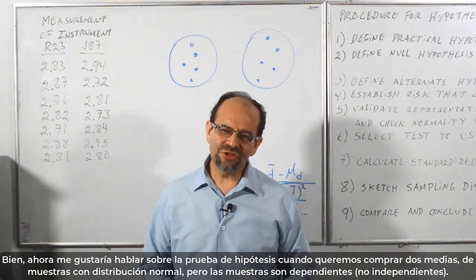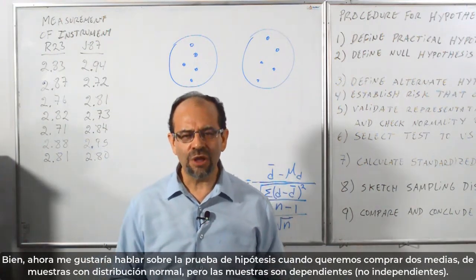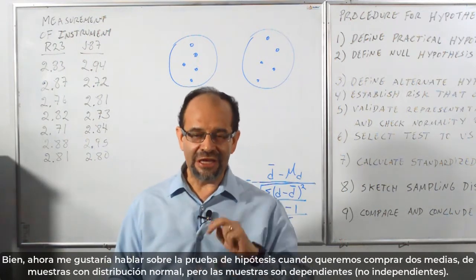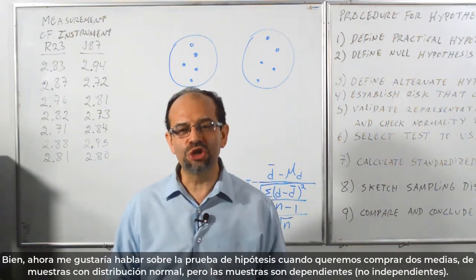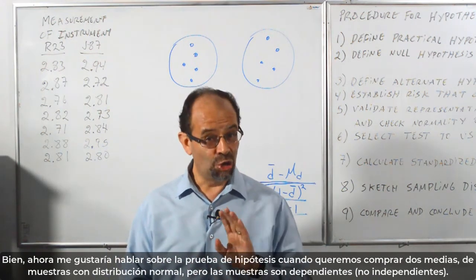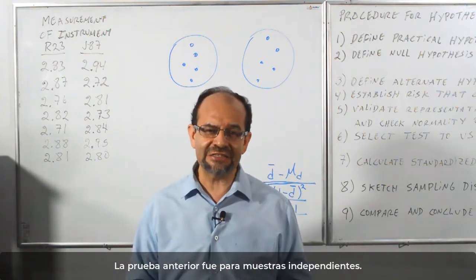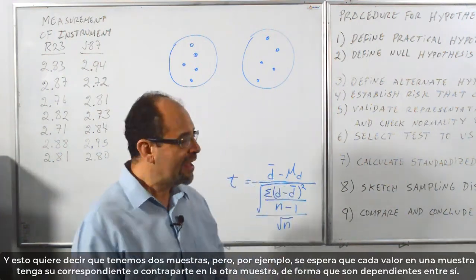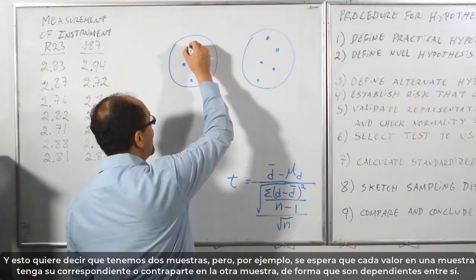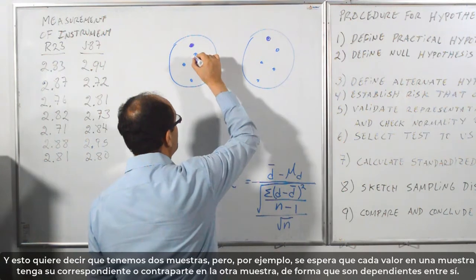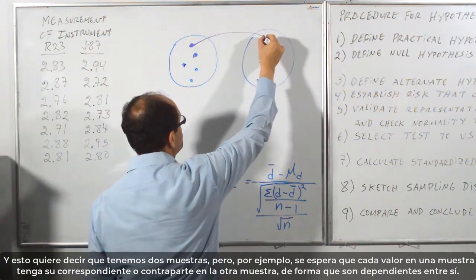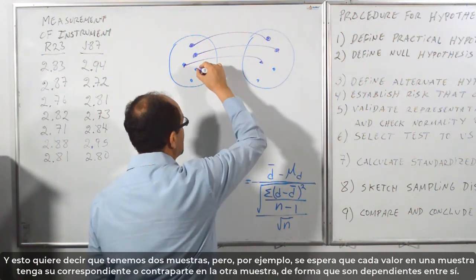Okay, now I would like to talk about hypothesis testing when I want to compare two means, normal distribution, but the samples are dependent, not independent. The previous hypothesis testing was for independent samples. And that means that we have two samples, but for instance, this value should be the same as this one, or this other one should be the same as this one. So they are dependent on each other.